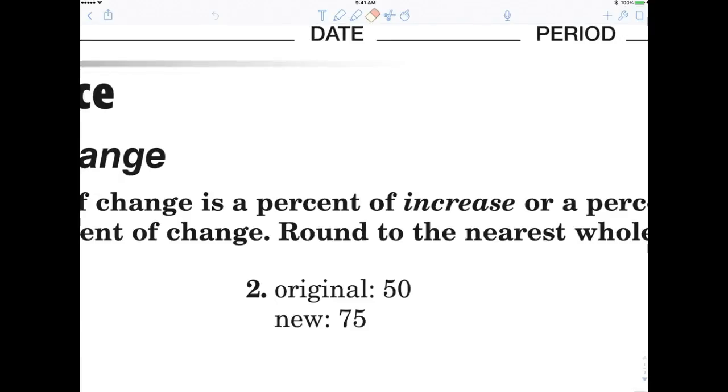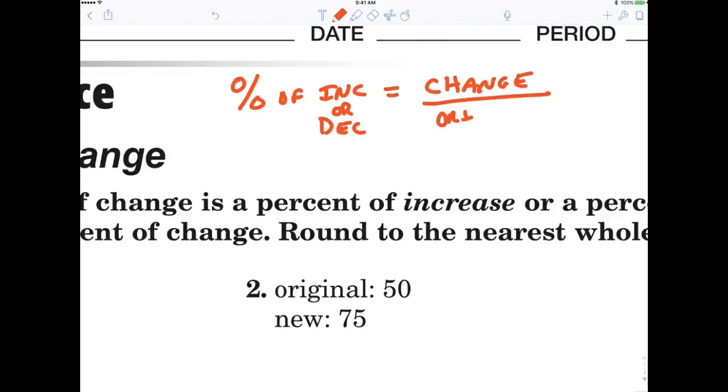All right, we would say the percent of increase or decrease is equal to the change divided by the original. The change divided by the original. A lot of times you have to read the word problems carefully to figure out what the original was. It's always the change divided by the original. And if I'm not mistaken, on your iPad somewhere there is a calculator.